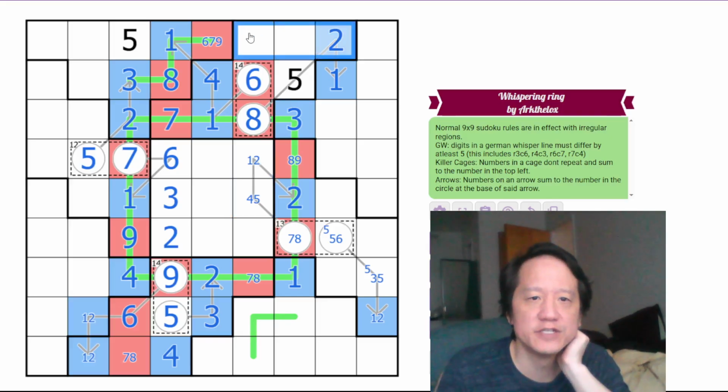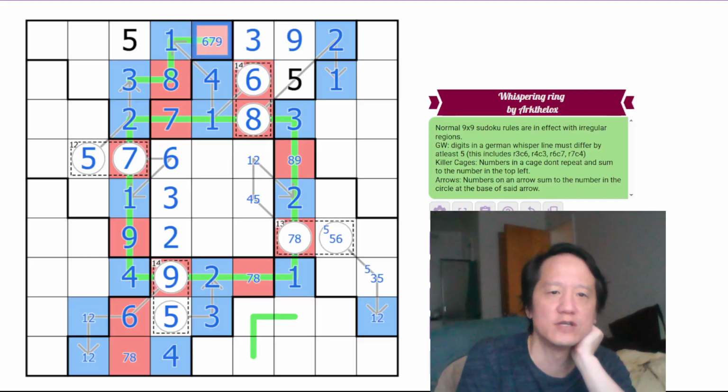What are the remaining digits in this irregular region? We have 3 and 9 remaining. 3 can't be here because of the 3 in the column, so this must be 9, which makes this a 3. That eliminates 9 here.